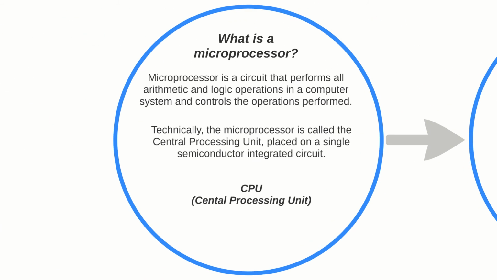First of all, let's try to understand the meaning of microprocessor. A microprocessor is very common and used in many computers, tablets, and smartphones because it is a circuit that performs all arithmetic and logic operations in a computer system. Additionally, it also controls the operations performed in the computer. In technical terms, the microprocessor is called the central processing unit and it is placed on a single semiconductor integrated circuit. Nowadays, we call it the central processing unit.